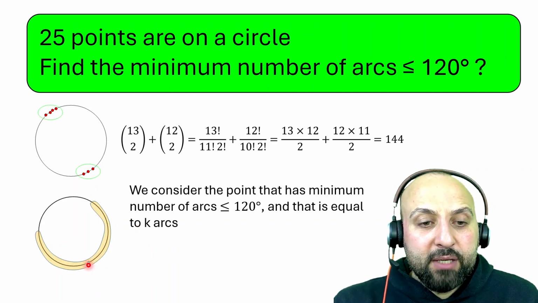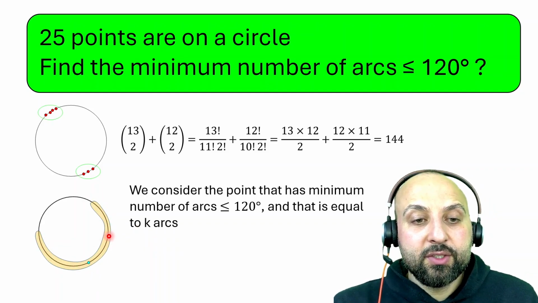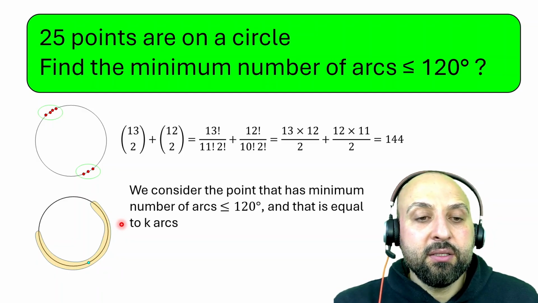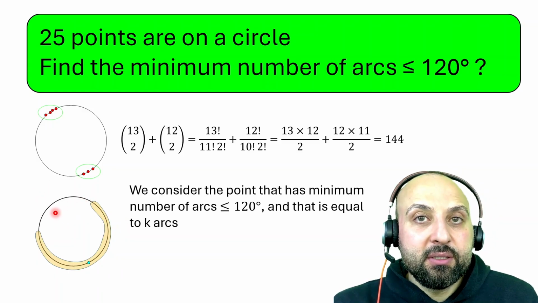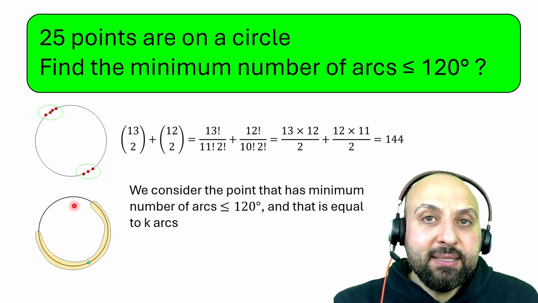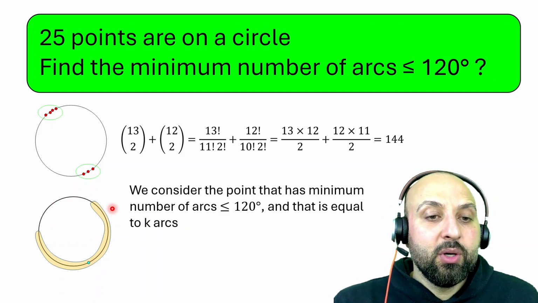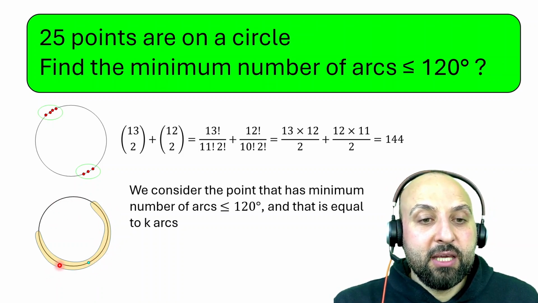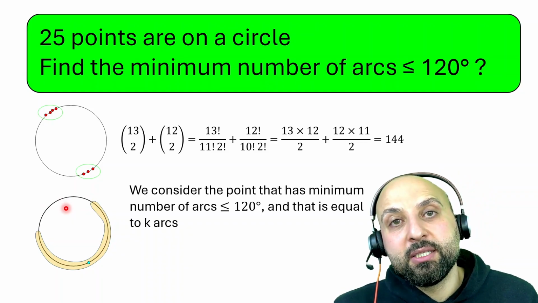Obviously, looking from this point, since there are k other points surrounding it, creating k arcs, the remaining points are all within this region. And that means all of these remaining points create, if this is 1 point and these are k, there will be a total of k plus 1. So the remaining points will be 25 minus k minus 1.